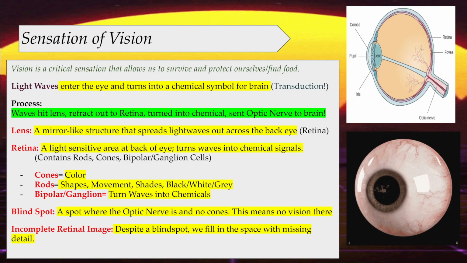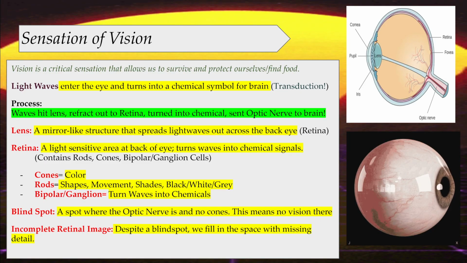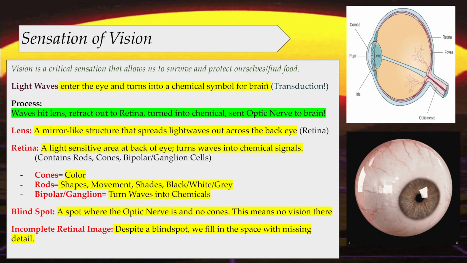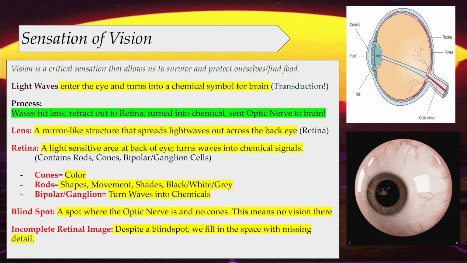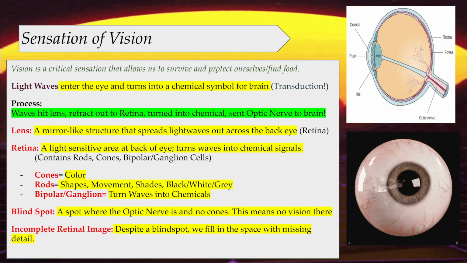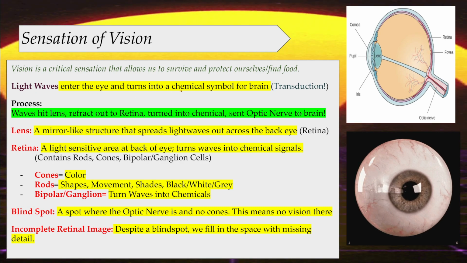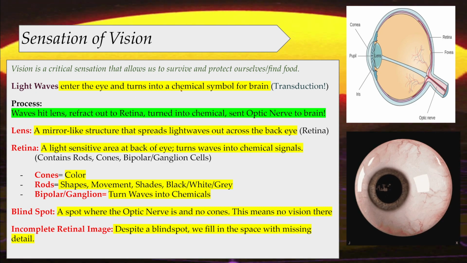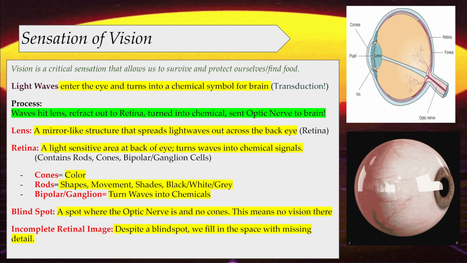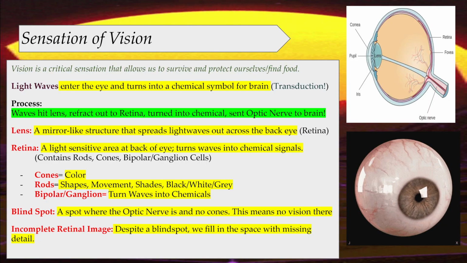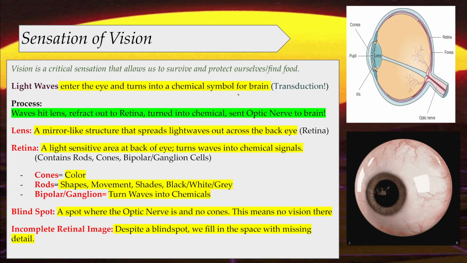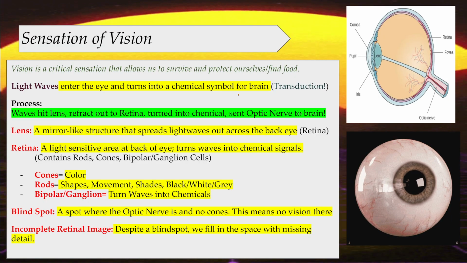Now, moving on to the actual sensation of vision, here's an idea of how the process works. Light waves hit our eye, and they do something called transduction. Transduction is when we take energy, for example, like a light wave, and turn it into a chemical signal. Our brain speaks one language, and it's chemicals. It doesn't understand light waves or sound waves or vibrations. It needs a chemical to be able to understand and perceive the world around us.